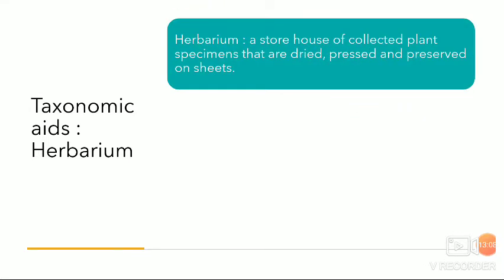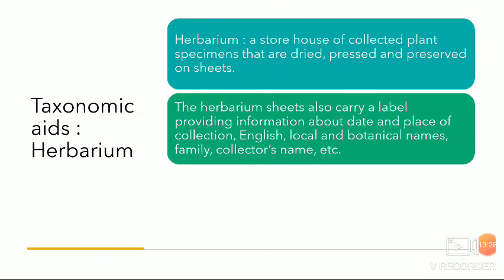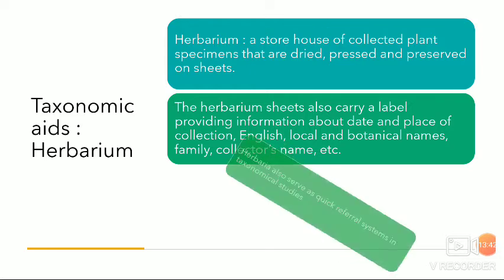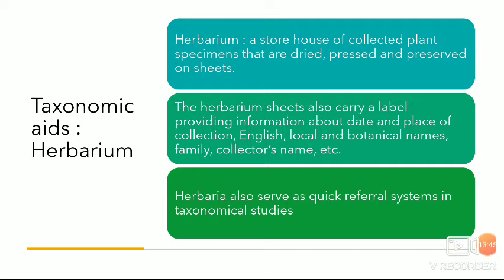So what is herbarium? It is a storehouse of collected plant specimens that are dried, pressed and preserved on sheets. The herbarium sheets also carry a label providing information about date and place of collection, English, local and botanical names, family, collector's name, etc. So these are also provided in herbarium sheets. They also serve as quick referral systems in taxonomical studies.